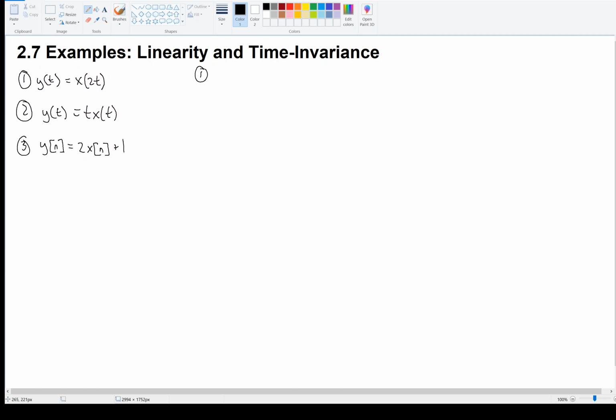Okay, so I've got this input-output relationship that says the output is x of twice the time input. So we looked at this a while back. We said what this is doing is compressing the signal by a factor of 2. So we want to know, first of all, is that linear? We'll answer that question.